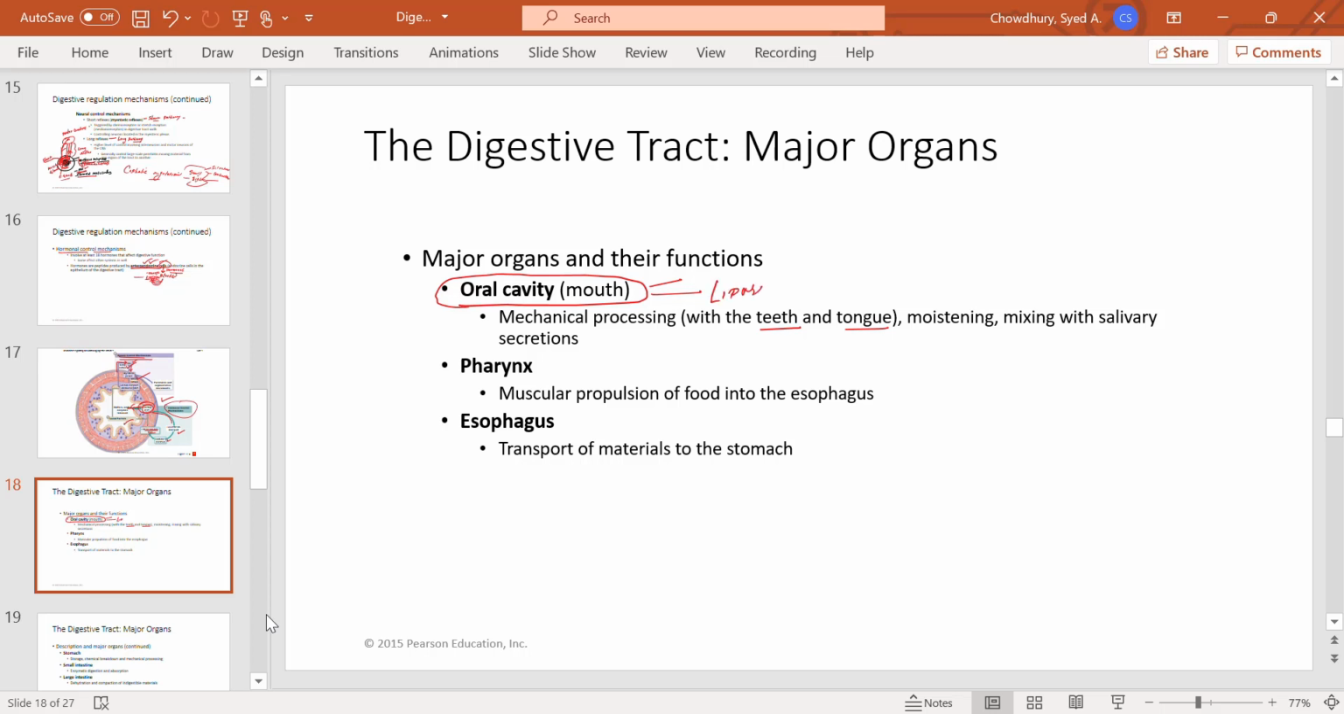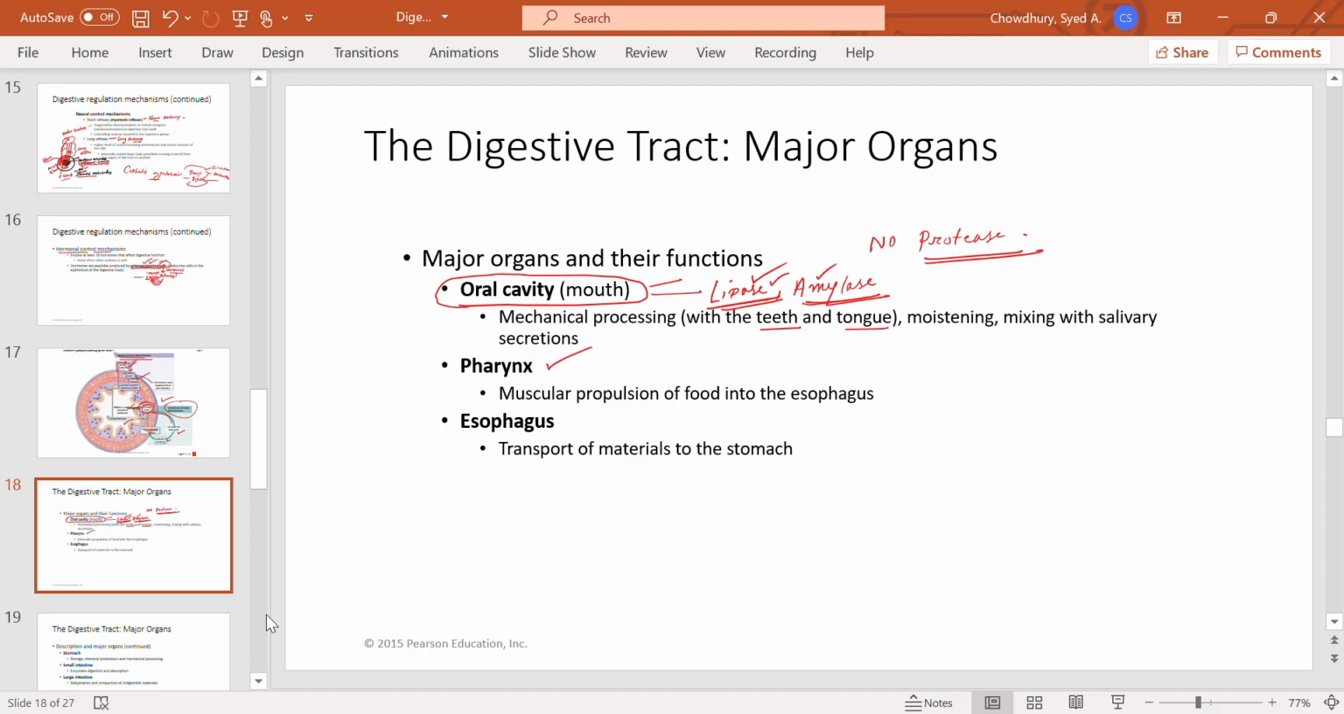In the mouth, two enzymes are released: lipase for the lipids and amylase for the carbohydrates. No protease is secreted. That means no chemical digestion of proteins takes place. Only the chemical digestion of lipids by lipase and carbohydrates by amylase takes place in the mouth. But mechanical digestion of everything, right? Proteins, carbohydrates, fats, you break everything.